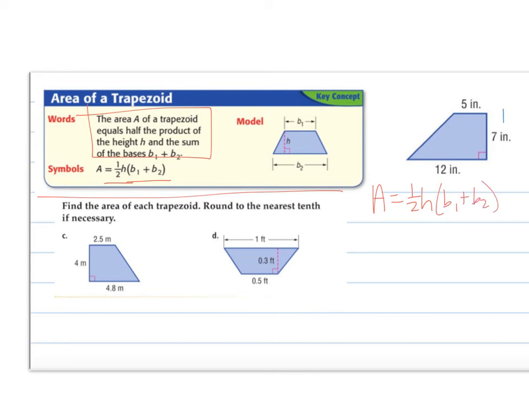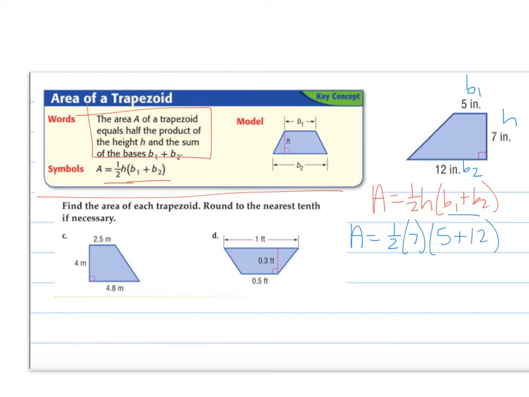So my height is 7. Base 1 is 5. Base 2 is 12. Sometimes people mix those up or interchange them. It's okay because addition can go in any order. So I plug those in. 1/2 my height of 7. Sum of my bases of 5 and 12.